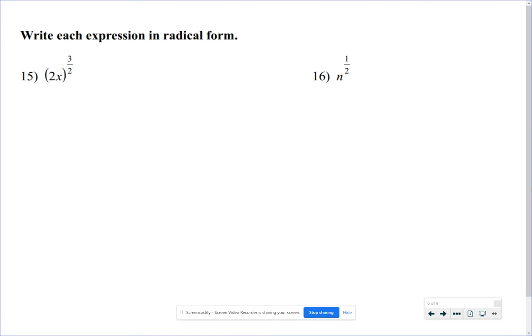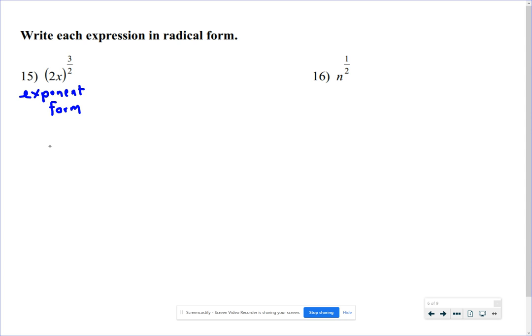All right, so in this video, we're going to do problems 15 through 18 on the review. These we are writing in radical form. Right now it's in exponent form. So this is the exponent form. I want to switch it over to radical form.